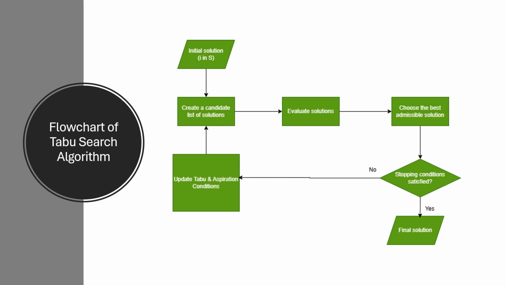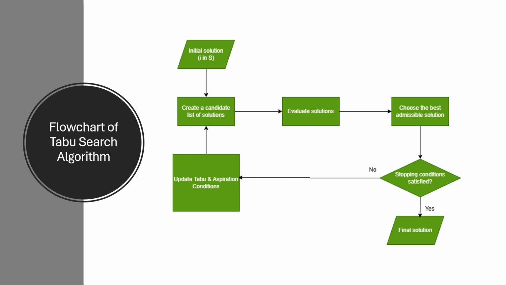Here is a visual summary of the tabu search workflow. For the initial solution, this process begins with an initial solution. For example, in the traveling salesman problem, this could be a random sequence of cities to visit. This initial solution serves as the starting point for the search.